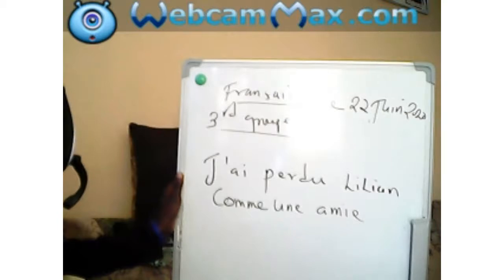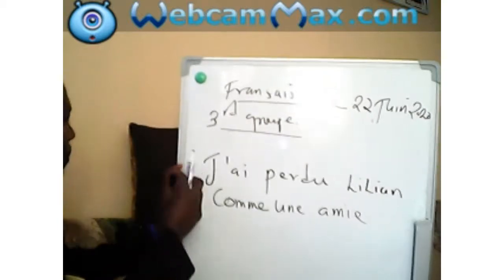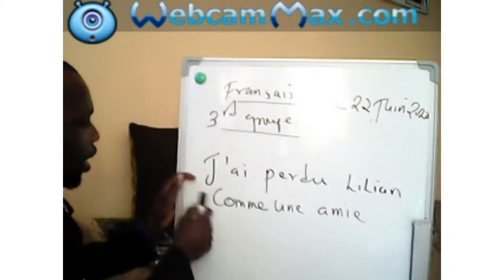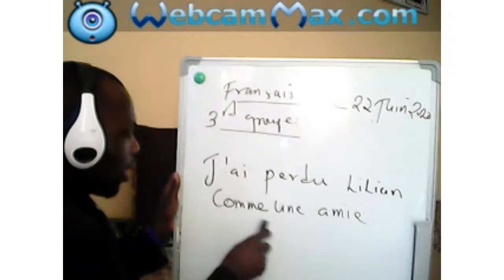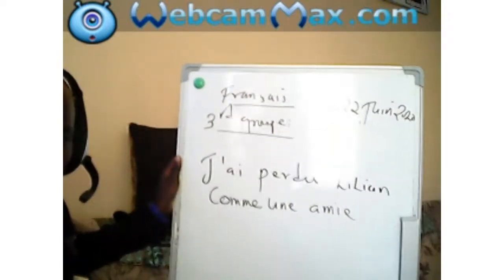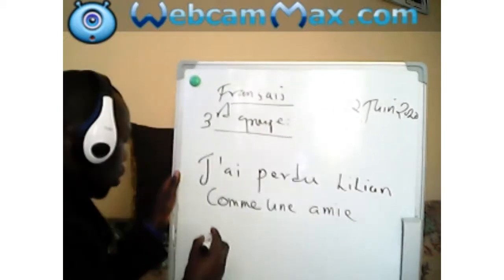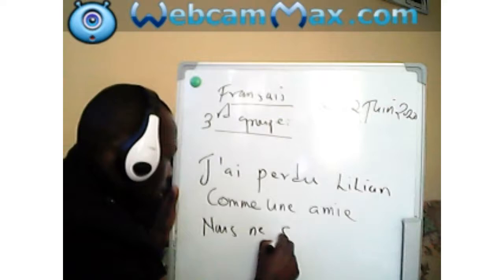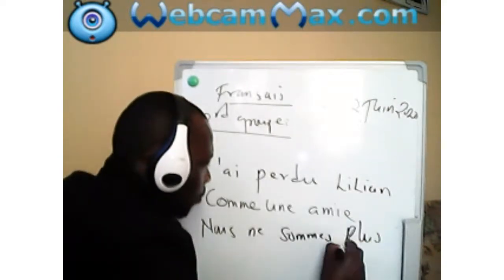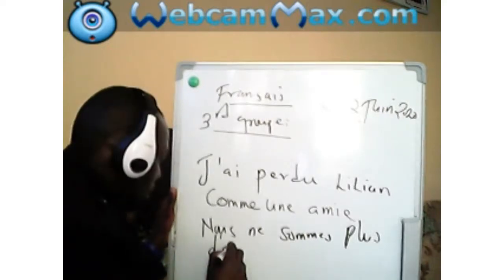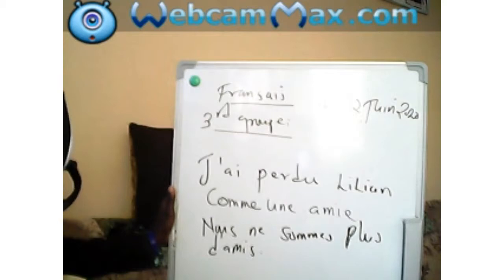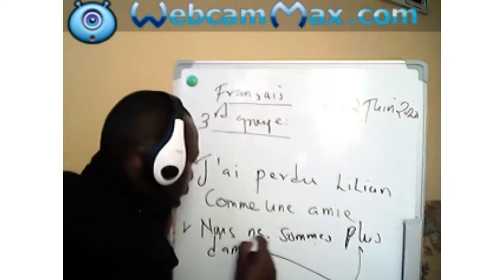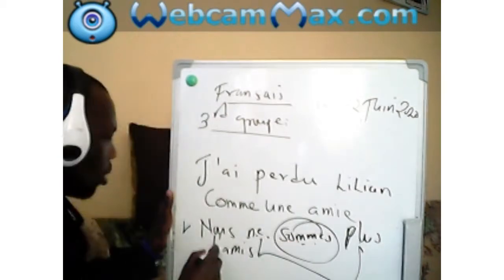What does that mean? I lost Liliane as my friend. Comme means as. So we say, nous ne sommes plus des amis. We are no longer friends, okay? This is the present. Nous ne sommes plus, we are no longer. Ne plus, no longer. Nous sommes, we are. Nous ne sommes plus, the negation. We are no longer friends.